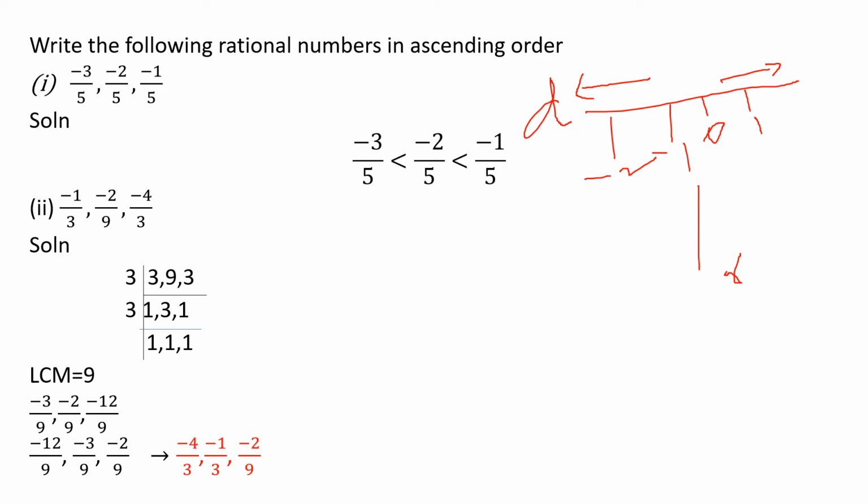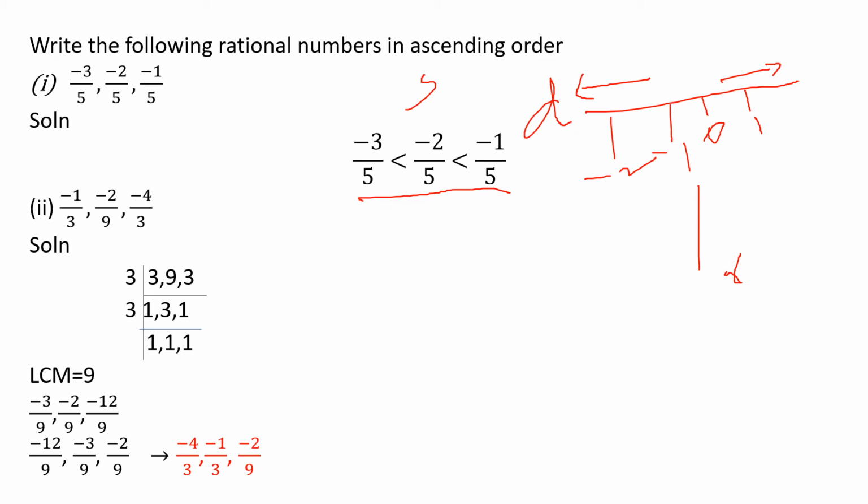The question is also already given in the same way, right? So take and write: minus 3 by 5 is less than minus 2 by 5. Then minus 2 by 5 is less than minus 1 by 5. We have written this in ascending order. Ascending order means small to big, right?